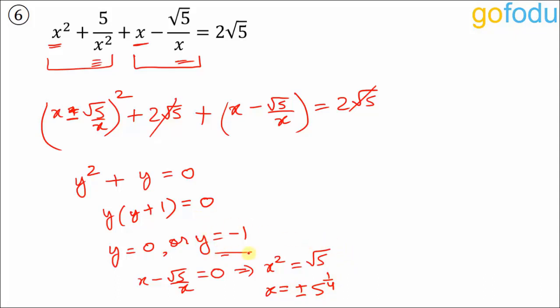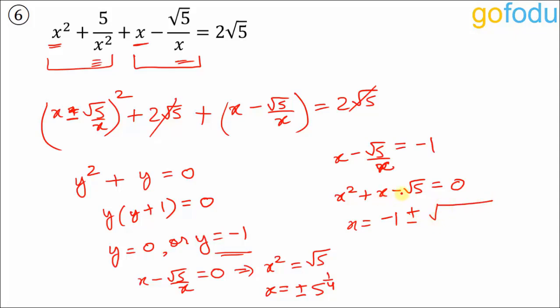And if we take y is equal to minus 1, that means x minus root 5 upon x will be equal to minus 1, and the quadratic expression then formed will be x square plus x minus root 5 is equal to 0. It is difficult to break or simplify, so what we are going to do is use the formula. x will be equal to minus b, that is minus 1, plus minus root of b square, that is 1 plus 4 root 5, upon 2. So these are the four values of x that we'll be getting, 2 from here and 2 from here. Next question.